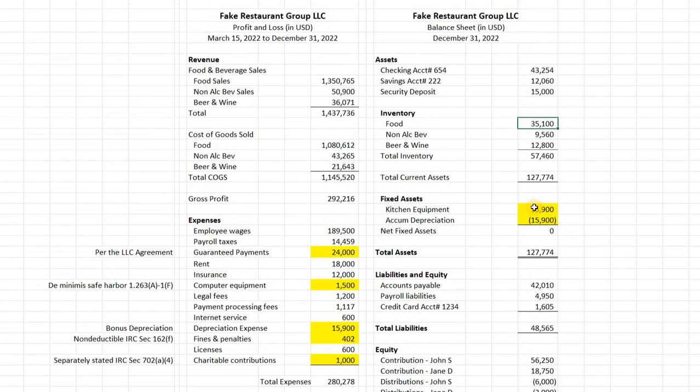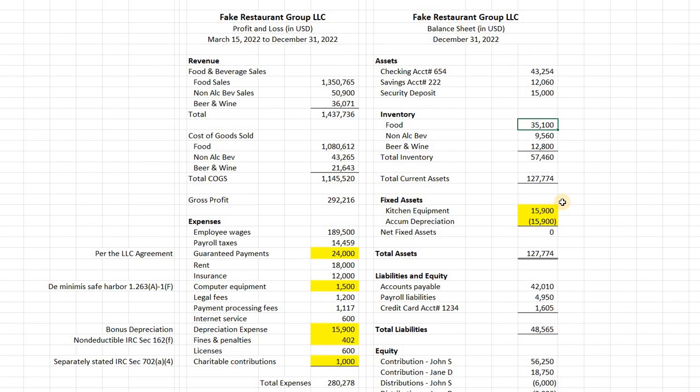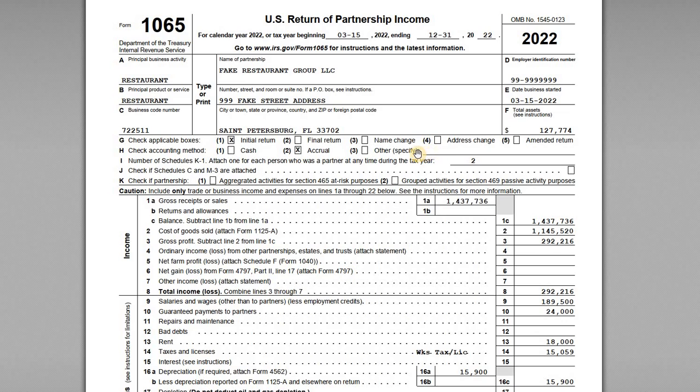So we know that our balance sheet and P&L are reconciled. Everything looks good, and so we're ready to go. Okay, so let me go back to the return itself, and we'll start working through some of these pages. So the 1065 return for an initial year, a few things you need to get right up here at the top.